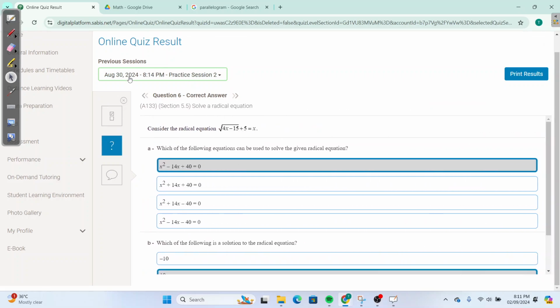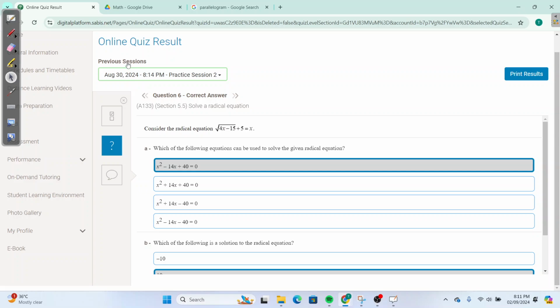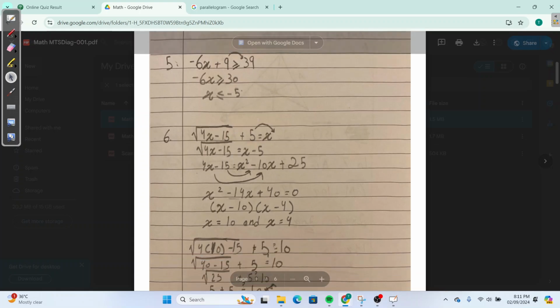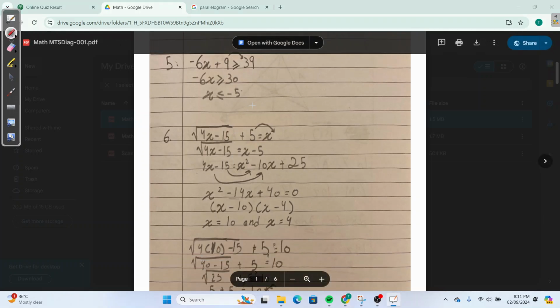Question 6. Consider the radical equation root 4x minus 15 plus 5 equals x. You take 5 to the other side, obviously, because you want to isolate the root so you can square it. So you took it to the other side, and now you square root 4x minus 15, and you also square x minus 5.